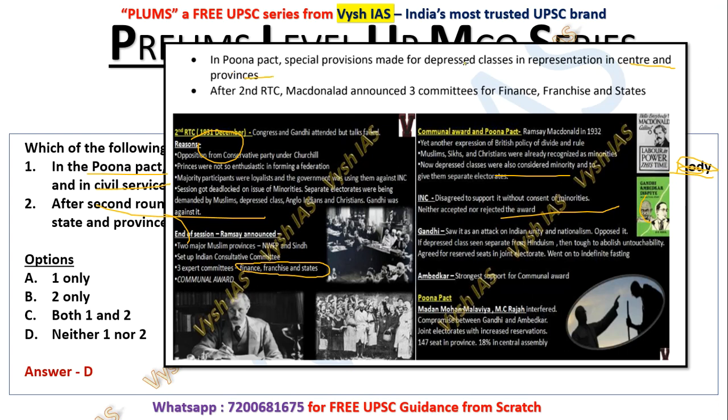In center and provinces, special provisions for depressed class, and the 3 committees formed are for finance, franchise and states. So this second round table, everything, first, second and third round table conference, with the pictures I have explained. Pictures is what will be missing in your Spectrum textbook and other NCERT books. So I have put pictures and with animations I have taught you.